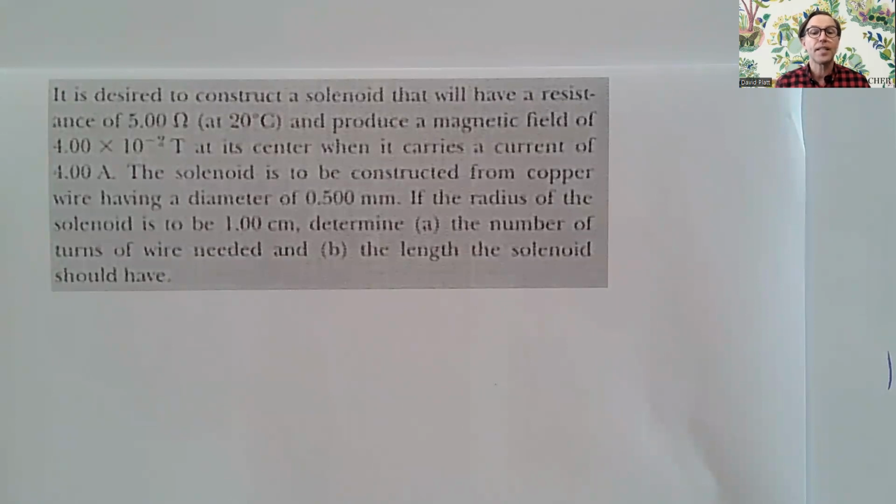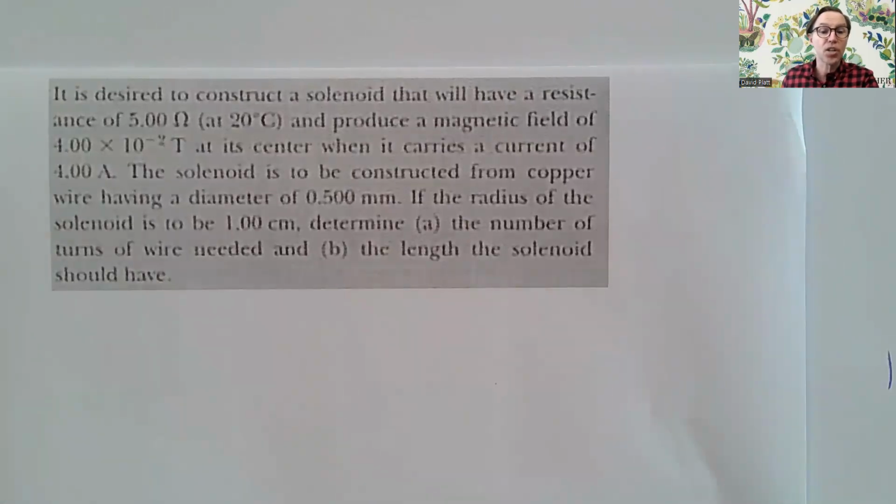The solenoid is to be constructed from copper wire. Okay, so the wire is made of copper, with a diameter of 0.5 millimeters. And the radius of the solenoid is 1 centimeter. That's a lot of details. Determine the number of turns of wire and the length of the solenoid.